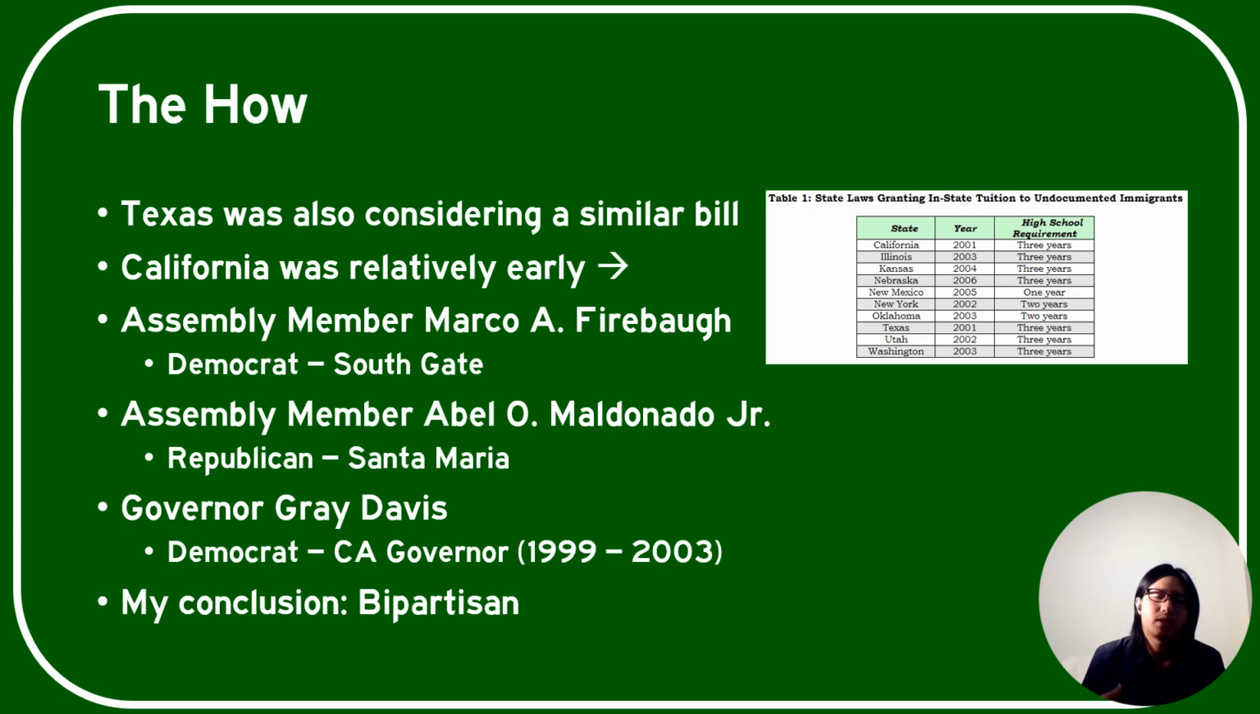The how. So the background here was that, as I said before, this bill was passed in 2001. At the time, another U.S. state, Texas, was also considering a similar bill, and Texas was actually the number one state, and obviously the bill in Texas, similar to California's AB 540, did pass. So Texas was number one, and California was number two. And you can see here on this chart that other states have also joined in on bills similar to AB 540, allowing non-documented immigrant students to pay in-state tuition.